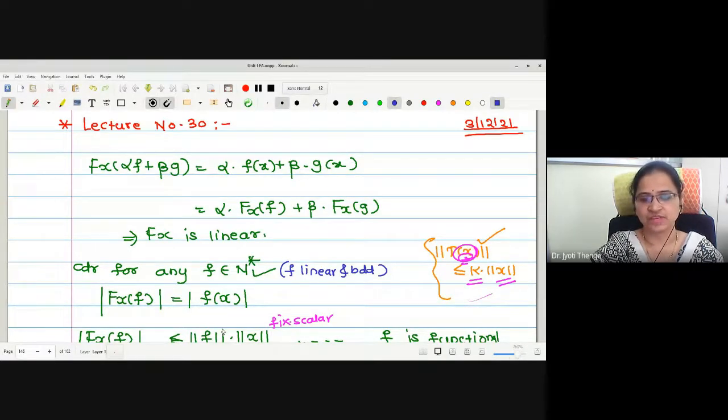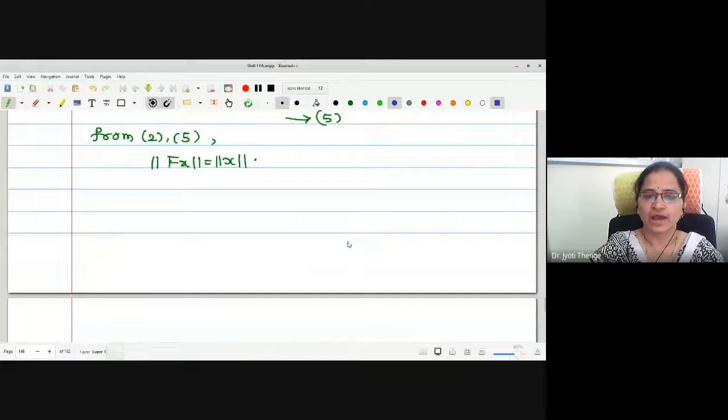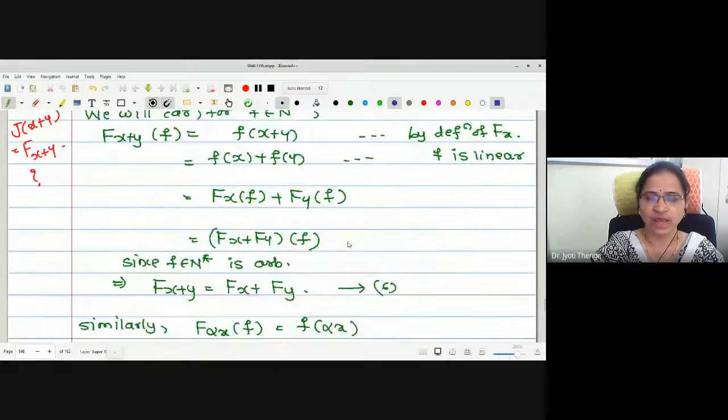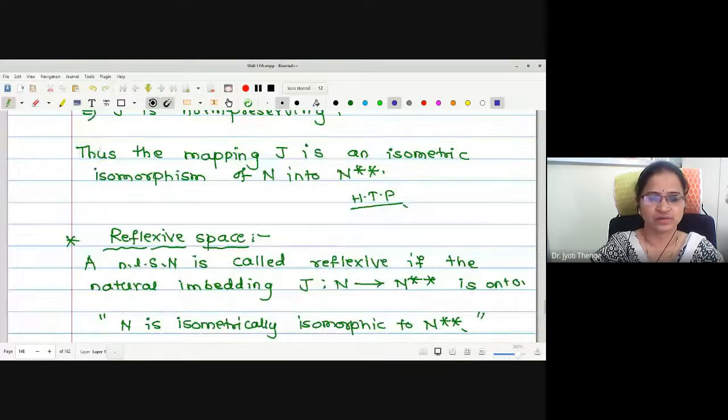In the last lecture, we completed the isometric isomorphism theorem, the isometric isomorphism from N into N double star. This we have completed.